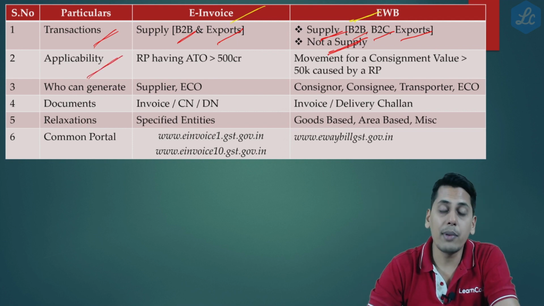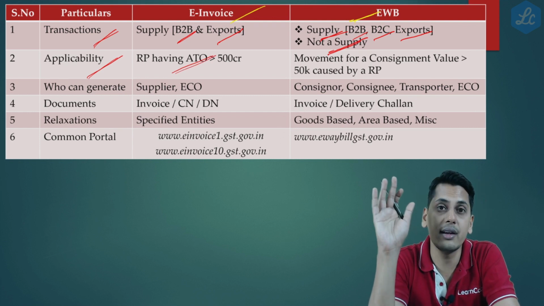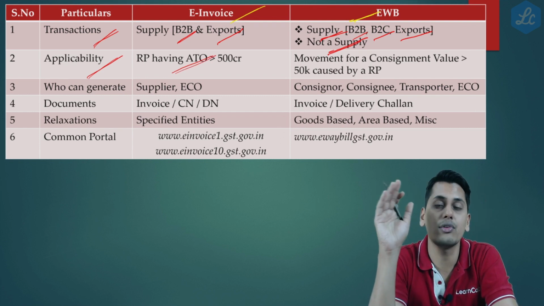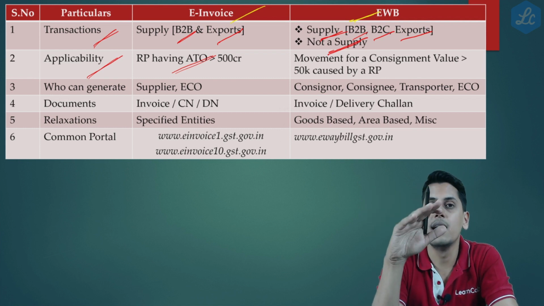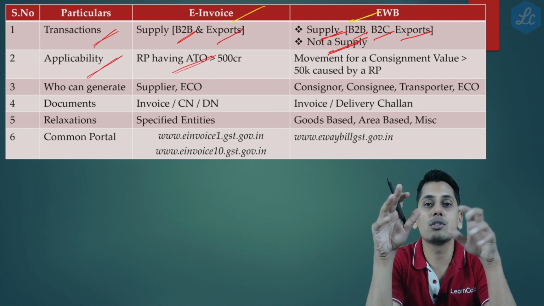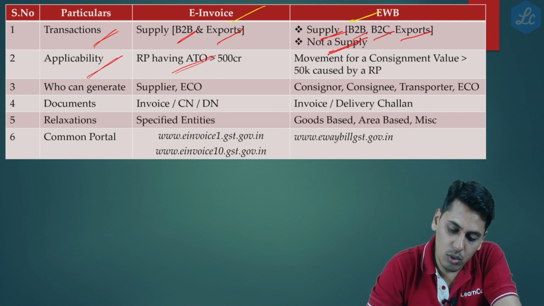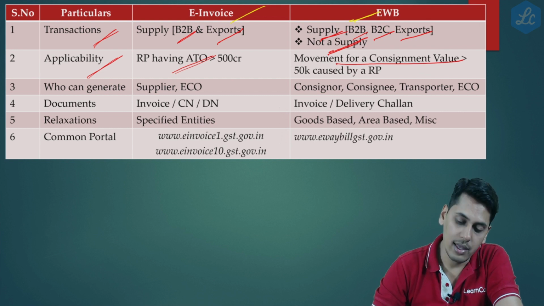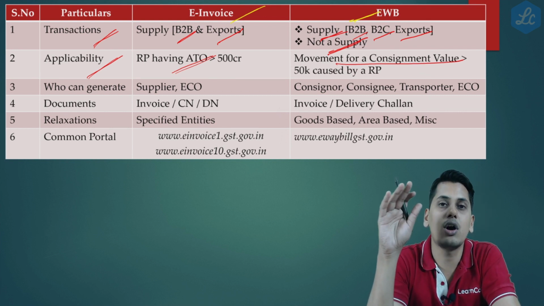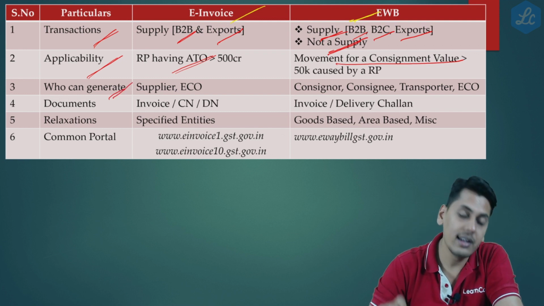Applicability. It applies only for those registered persons who are having an aggregate turnover greater than 500 crores in any preceding financial year from 17-18 onwards. Of course, it is not applicable to Special Economic Zone unit, and of course, it is not applicable to those notified suppliers. Here applicability is if the movement is for a consignment value exceeding 50,000 rupees, which is caused by a registered person.